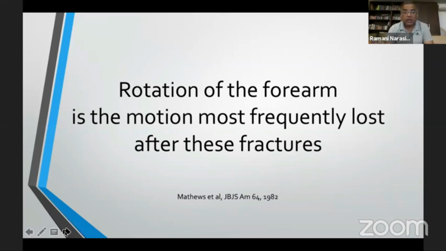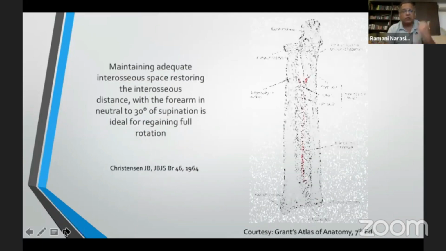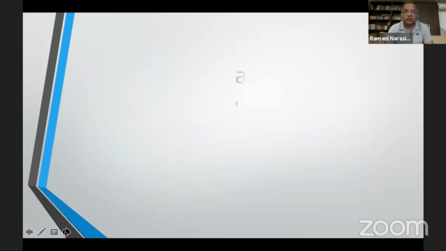As per Matthews et al., this was recognized way back in 1982. And Christensen, way back in 1964, talked about maintaining adequate interosseous space, restoring the interosseous distance with the forearm in neutral to 30 degrees of supination, which is ideal for regaining full rotation.